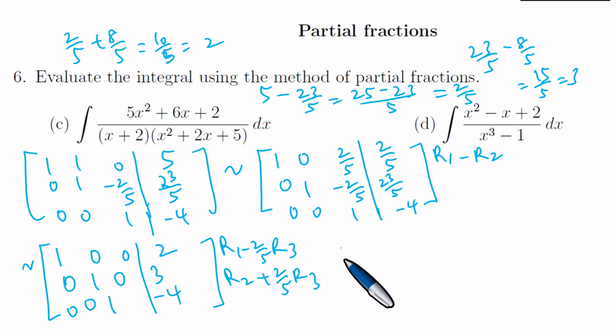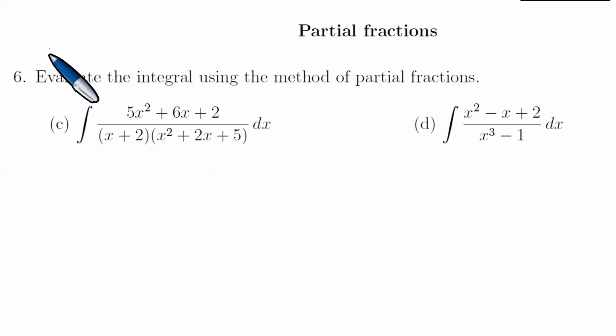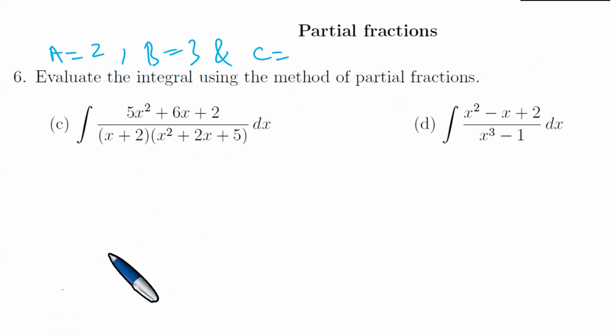Okay, with this mentioned, it means therefore you have the following, right? So it means that A is 2, B is 3, C is negative 4. So A is 2, B is 3, and C is minus 4. Right. And with this mentioned, we have got that A is 2, B is 3, and C is minus 4.